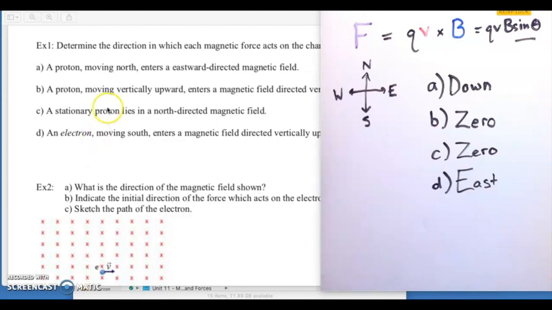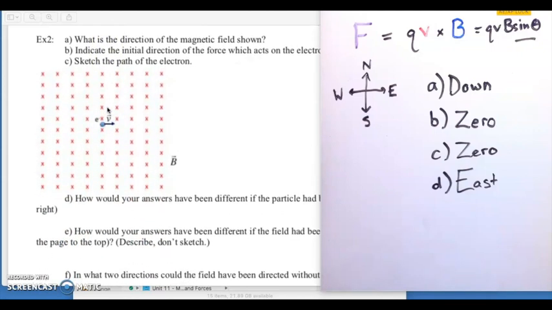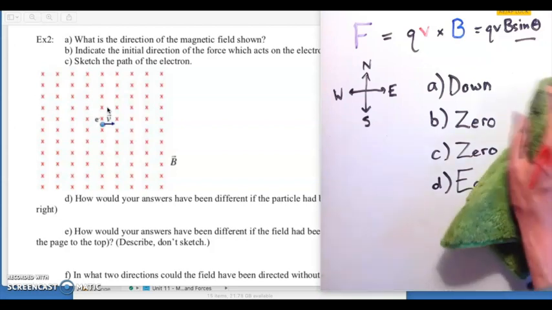Great. All right, now, example 2. If we have an electron in a magnetic field like this, moving, it says, to the right.